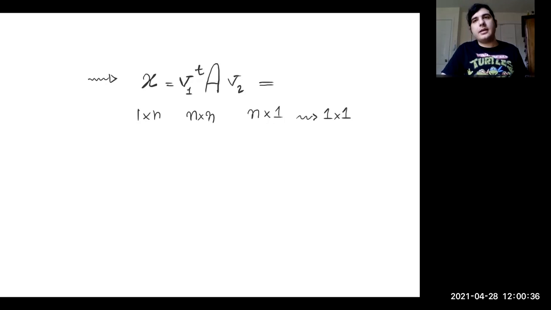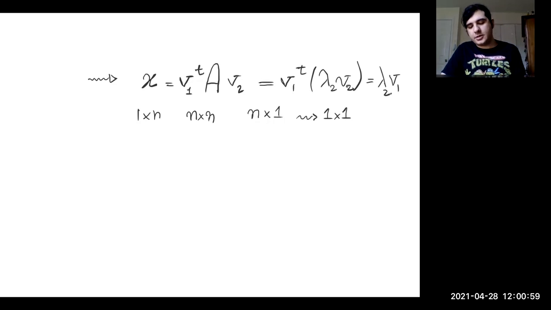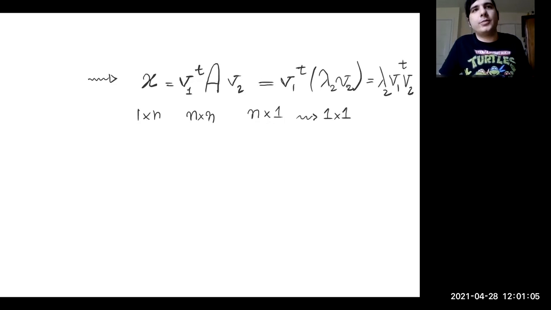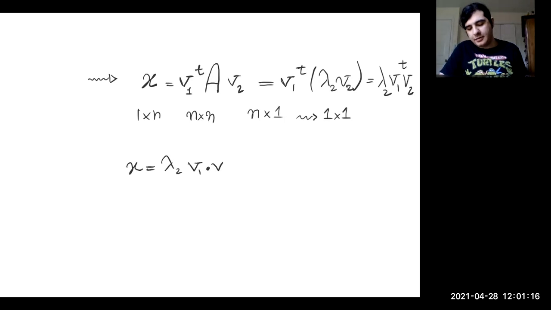What is V2? Well, V2 is an eigenvector of A, so it would be V1 transpose times lambda 2 V2. Now lambda 2 is a real number, so I can just change its place with V1 transpose. I would get lambda 2 V1 transpose V2, right? That would be my value X. Now, as you know, this V1 transpose V2 is just the inner product of V1 and V2.